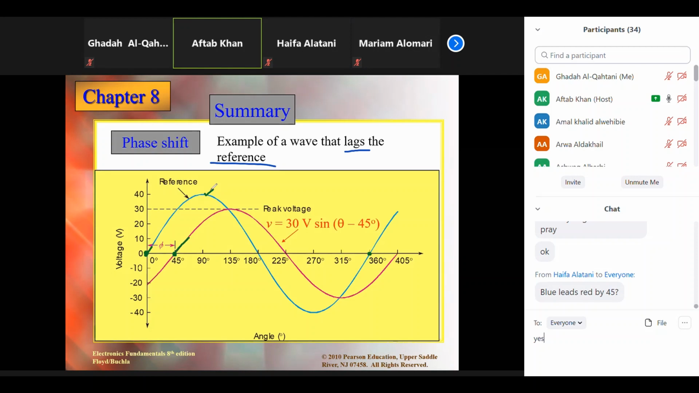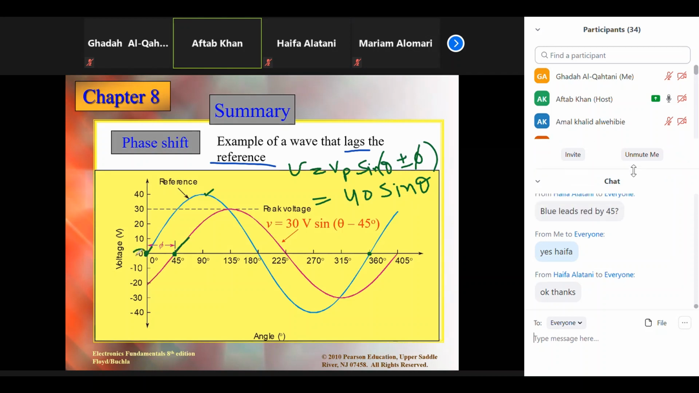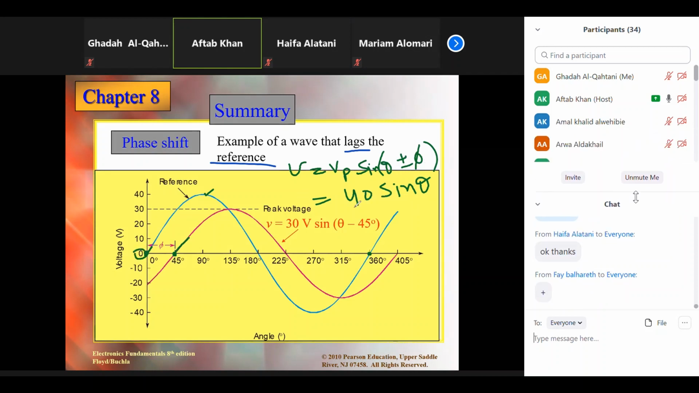So I can write the equations. How can we write the equation? Do you remember the equation? This is VP sine theta plus or minus phi. It could be plus, it could be minus, you will see now. So VP, how much? 40. So it is going to be 40 sine theta. And because it's starting exactly at 0, phi is going to be 0. So I am writing 40 sine theta. Now, if I want to write for the red one, I will say V is equal to 30 sine theta.